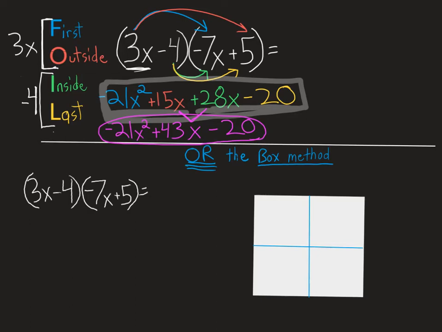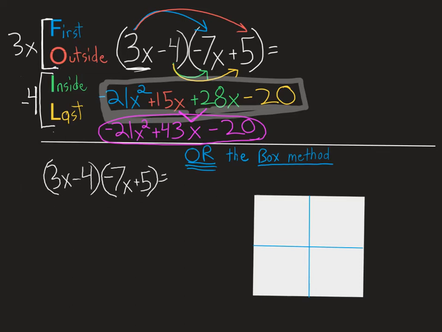And if that makes sense to you, fantastic. Use that method, use FOIL. That's what I use. That's how I multiply binomials. But there's another method called the box method. I'll also show you that. You can pick whichever way you want to do it. They're exactly the same. It's just organizing. Okay? The 3x minus 4 times the negative 7x plus 5 is the exact same problem. I'll just show you another way people often do it.